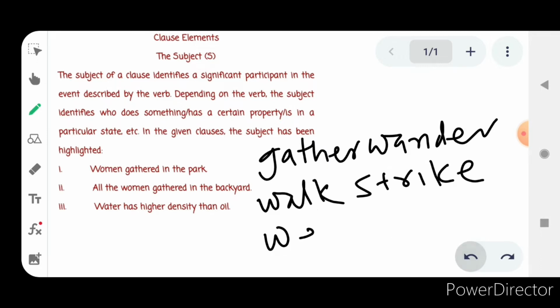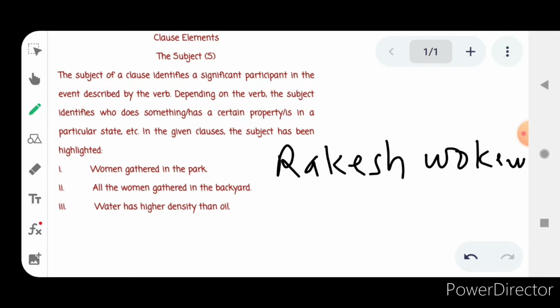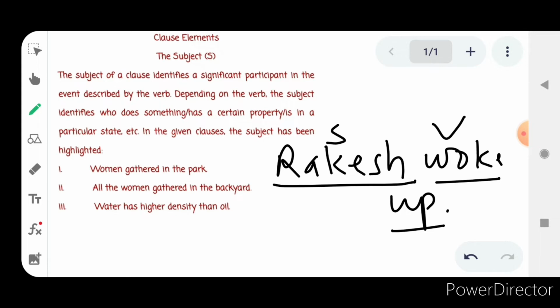Okay, in order to make a sentence, we need to have 2 basic elements together. I am repeating this again and again, but this will confirm your concept. Subject, any subject, Rakesh woke up. Rakesh woke up. This is a sentence, okay? Because in this sentence there is a subject and a verb, and this forms a meaningful grammatical structure.